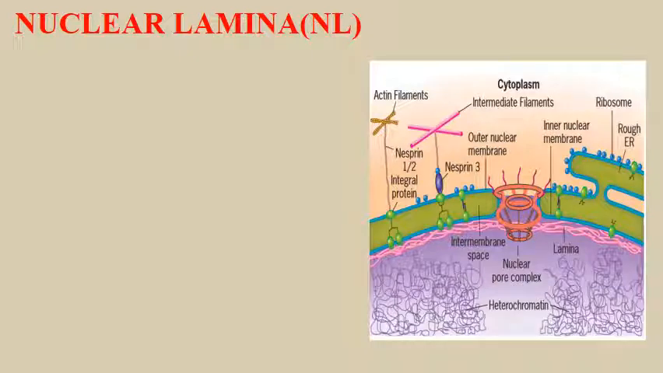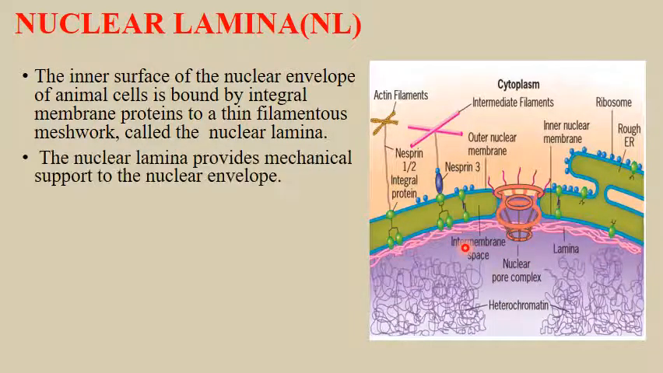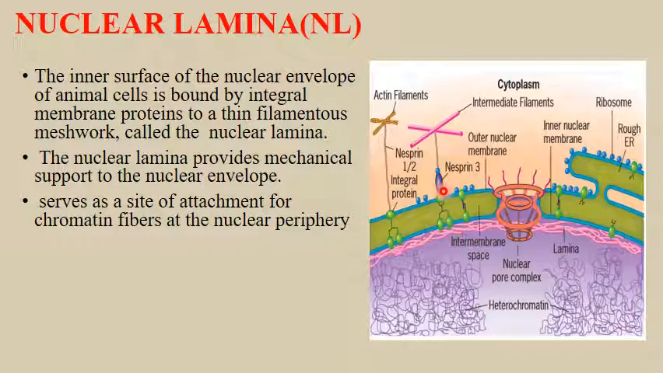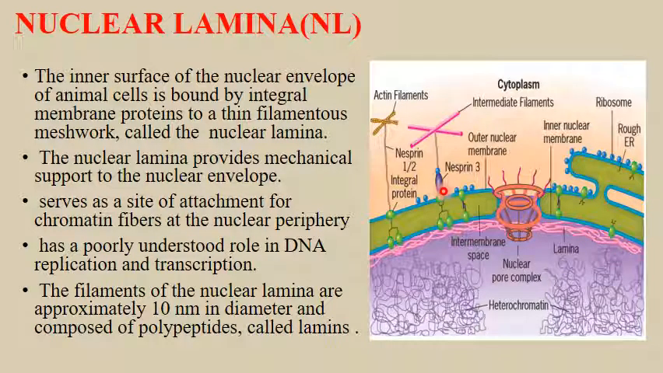So the next one is the nuclear lamina. Here the inner surface of the nuclear envelope of animal cell is bound by integral membrane proteins to a thin filamentous meshwork, and it is called the nuclear lamina. The nuclear lamina provides mechanical support to the nuclear envelope, and it serves as a site of attachment for chromatin fibers at the nuclear periphery. The filaments of the nuclear lamina are approximately 10 nanometer in diameter, and are composed of polypeptides called lamins.